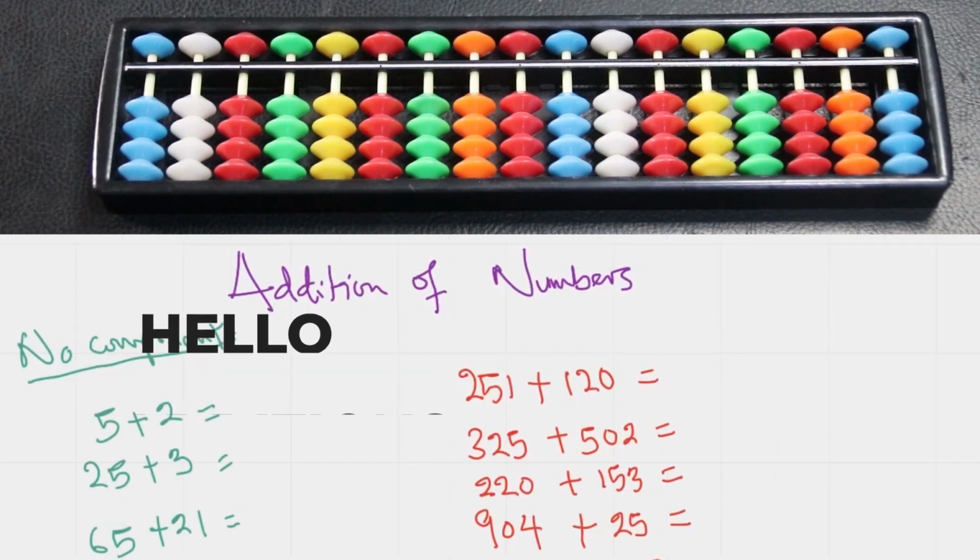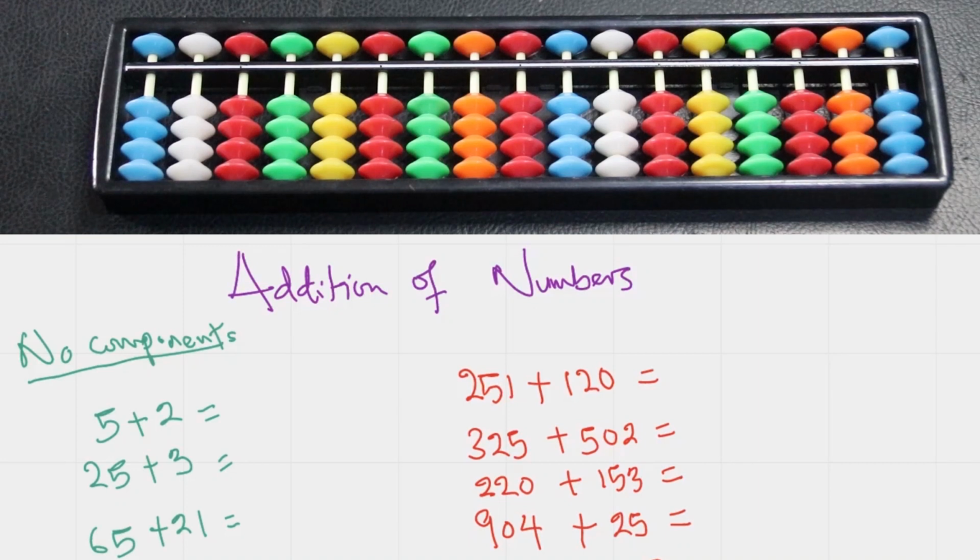In the past videos, we have learned what abacus meant, and we have also seen how to count on abacus. We have discussed how to count unit numbers, tens numbers, 100 numbers, 1,000 numbers, 10,000, 100,000, even millions. Today we're going to be looking at addition of numbers.